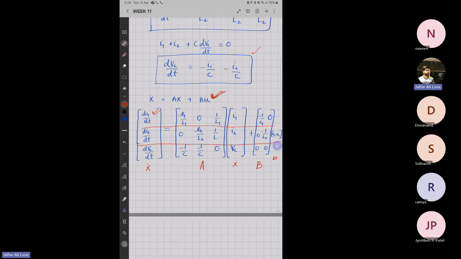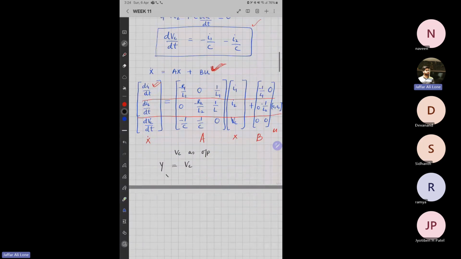Now it was given in the question: take VC as output. It means my Y is VC. So can I write Y of t equal to C times I1, I2, VC plus D into U? This I can write as 0, 0, 1, which is 0 times I1, 0 times I2, 1 times VC. Then this D will be 0, 0 times U. So since I was given VC as output, my output equation will be like this. Does anybody have any doubt until here?